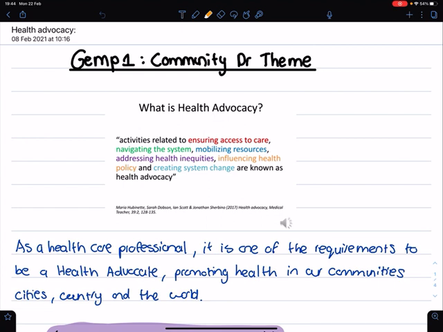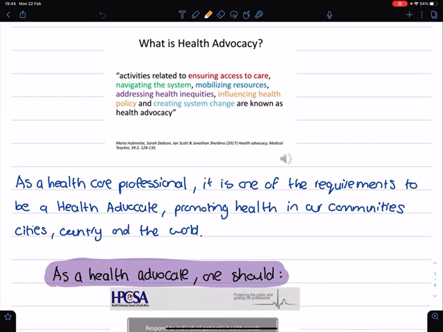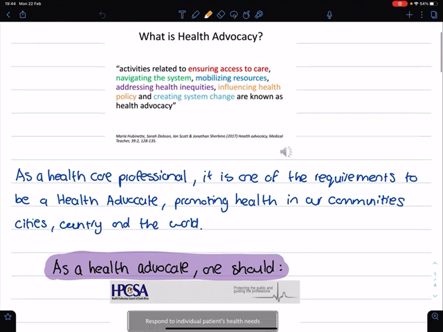Health advocacy is the activities relating to ensuring access to care, navigating the system, mobilizing resources, addressing health inequities, influencing health policy, and creating system change. As a healthcare professional, it is one of the requirements to be a health advocate, to promote health in our communities, cities, countries, and the entire world. Health advocacy is basically just promoting health at an individual as well as a community level.